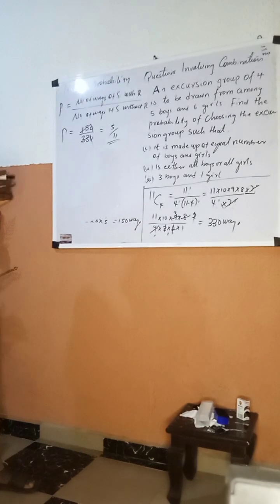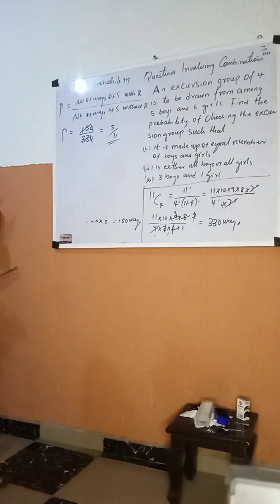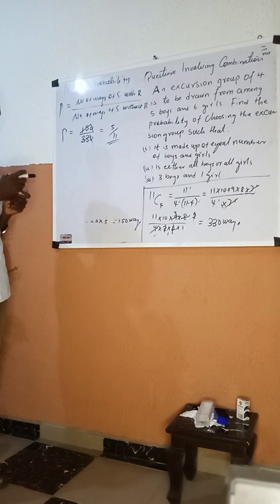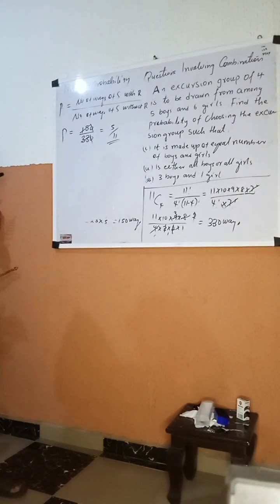So I want to believe that we did not confuse anybody in question number I, as we looked at the probability of selecting 4 persons from 5 boys and 6 girls for the excursion group, on the condition that it contains an equal number of boys and girls. Thank you very much for following us through in question number I. We are going to move down together to question number II.